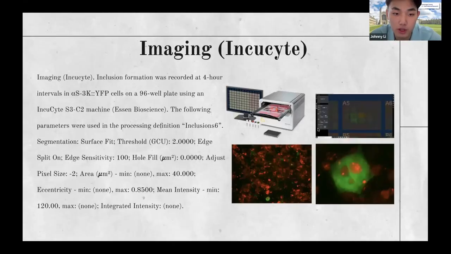Now, for the imaging, what we used was an IncuCyte machine. So the inclusion formation was monitored every 4 hours using the IncuCyte's live cell imaging system. Essentially, we used this image processing protocol to identify and quantify alpha-synuclein inclusions based on their size, intensity, and shape parameters.